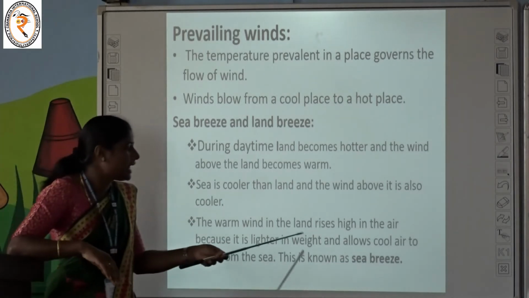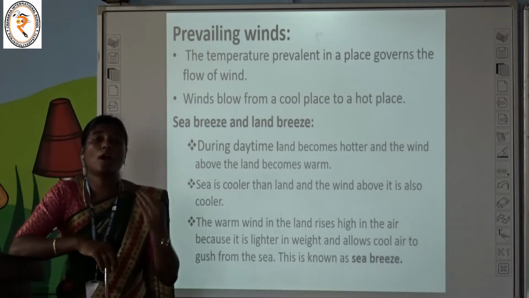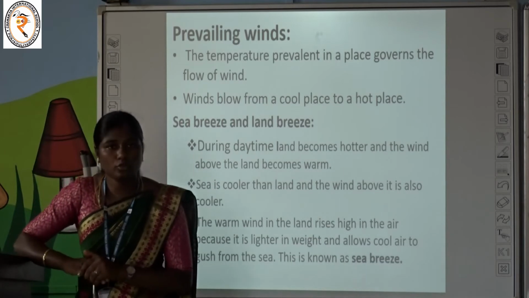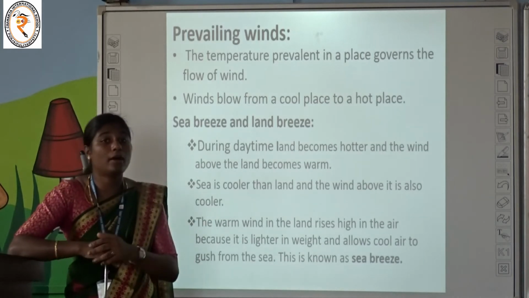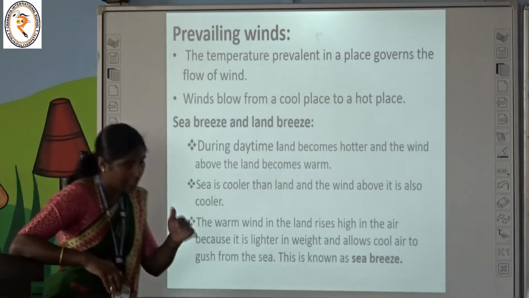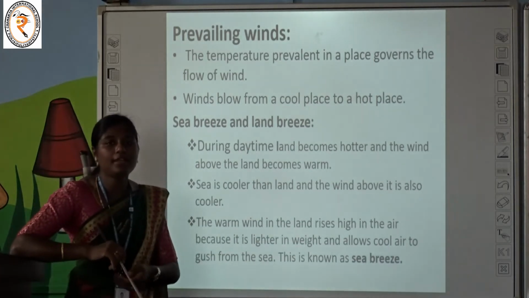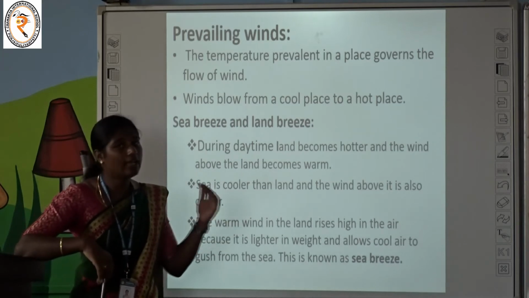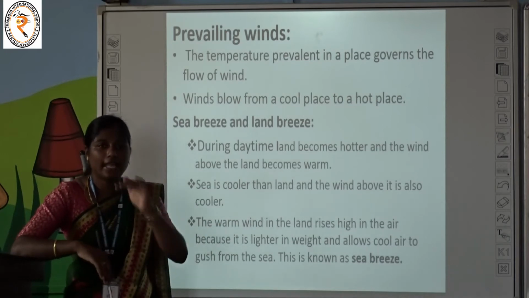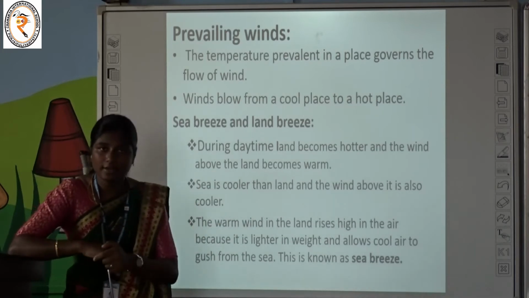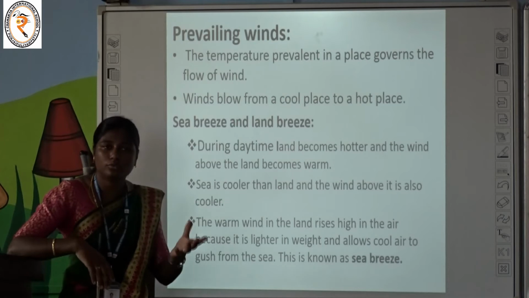So the warm wind in the land rises high in the air because it is lighter in weight. The warm air is light in weight; its weight is very low. So the hot air will go above the top surface of the land and allows cool air to gush from the sea. The sea area will have cool air. That cool air will move into the land because the warm air of the land will go above the surface, and the cool air has a higher weight compared to the warm air.